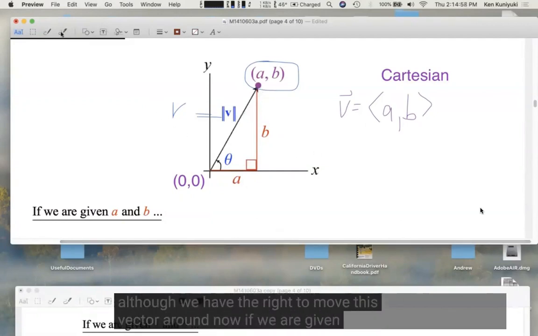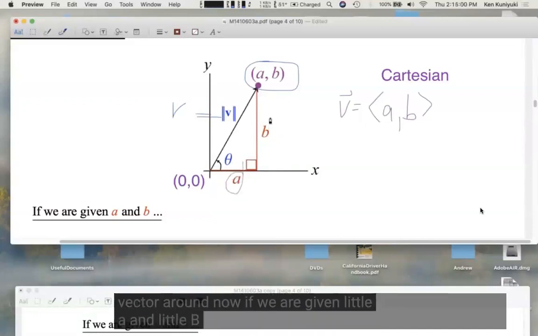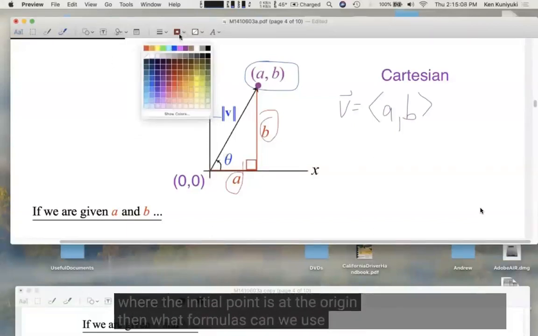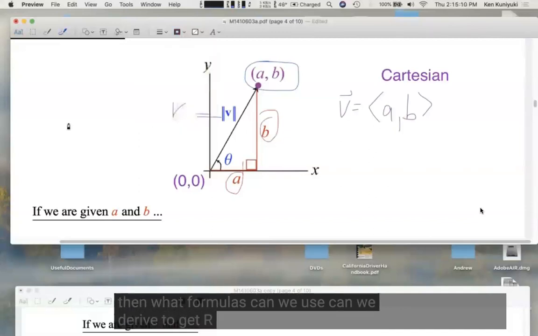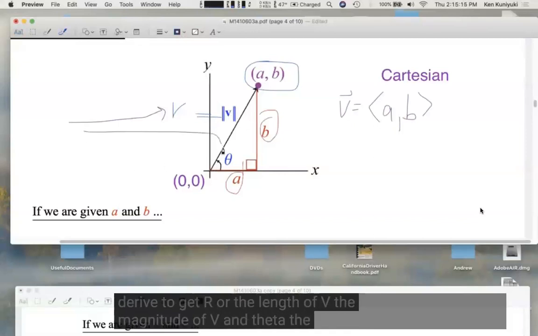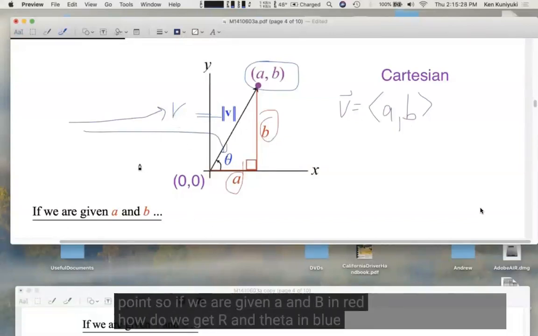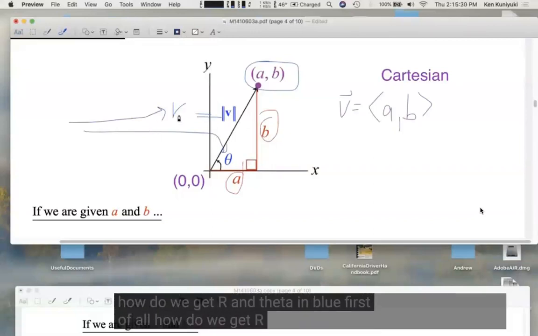Now, if we are given little a and little b, if we're basically given the coordinates of this terminal point, where the initial point is at the origin, then what formulas can we use, can we derive, to get r, or the length of v, the magnitude of v, and theta, the direction angle? How do we go from basically Cartesian coordinates to polar coordinates for this point, this terminal point? So if we are given a and b in red, how do we get r and theta in blue? First of all, how do we get r, or the magnitude of v, the length of v?